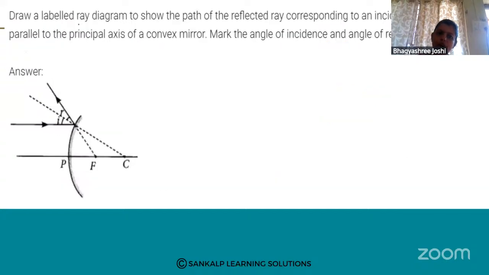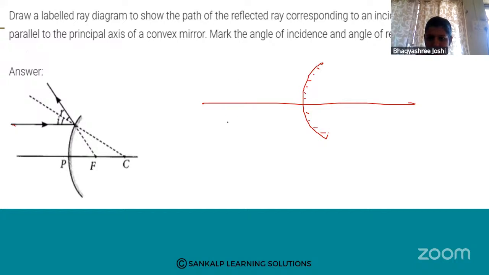Next, draw a labeled ray diagram to show the path of the reflected ray corresponding to an incident ray of light parallel to the principal axis of a convex mirror. Mark the angle of incidence and angle of reflection on it, right? So here, this is a convex mirror, right? And this part is coated and reflection occurs at this point.